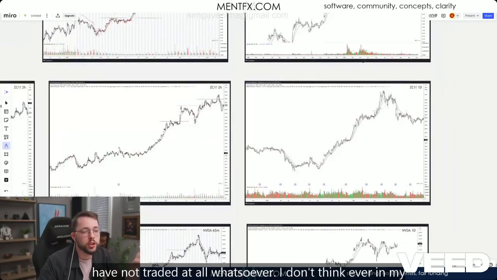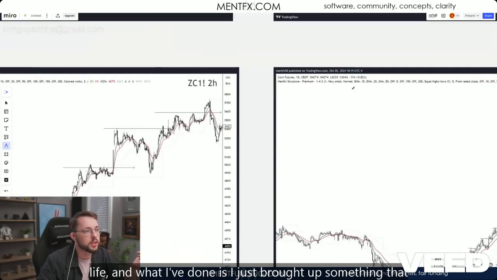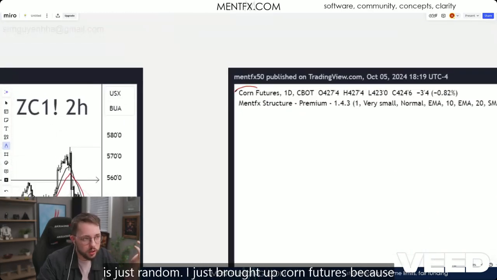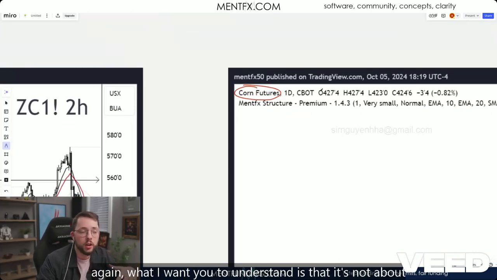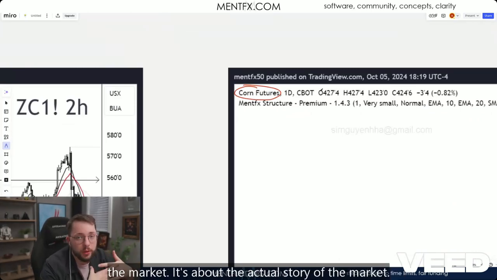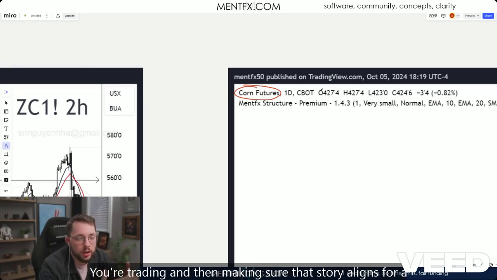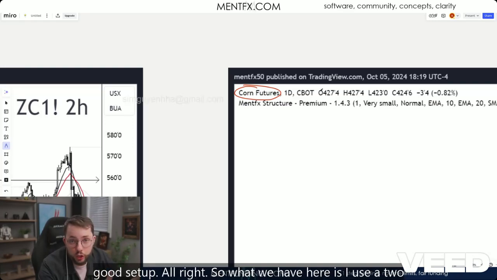Here's one I have not traded at all whatsoever. I don't think ever in my life. And what I've done is I just brought up something that is just random, right? I just brought up corn futures because again, what I want you to understand is that it's not about the market. It's about the actual story of the market you're trading and then making sure that story aligns for a good setup. All right.